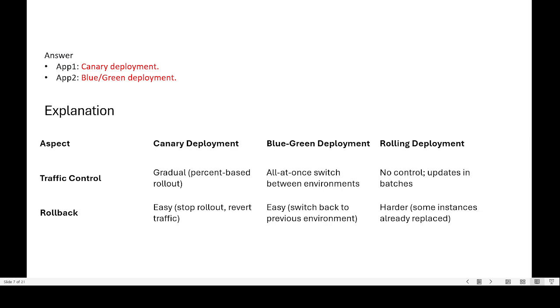For canary deployment, the traffic control is a gradual, percentage based rollout, and rollback is easy. In blue green deployment, it is all one switch between the environments and rollback is very easy. Rolling deployment updates occur in batches and rollback is harder.